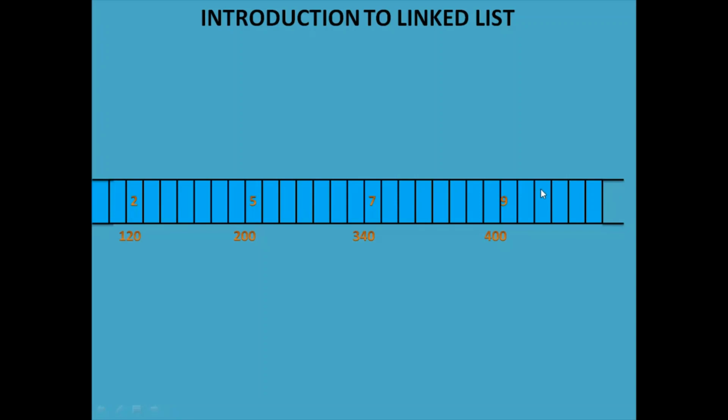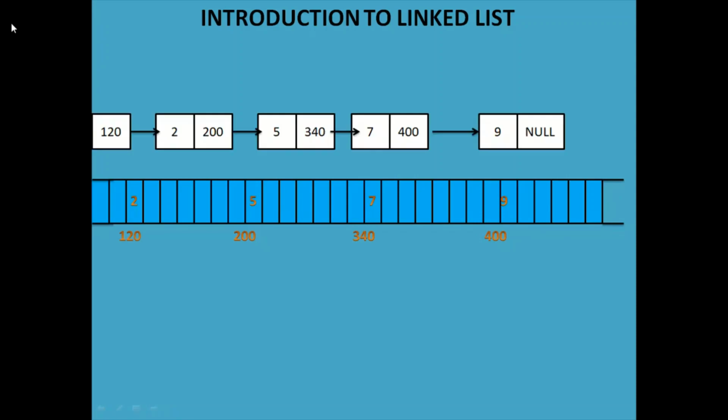Now, in an array, there is a base address. There is an index. So, if we know the index of one value, we can predict the location of the next index. But here, in a linked list, you don't have an index. But instead, what we have is addresses. You can see here the first node 2, right? What is this location? This location is 120. This location is there in the header.